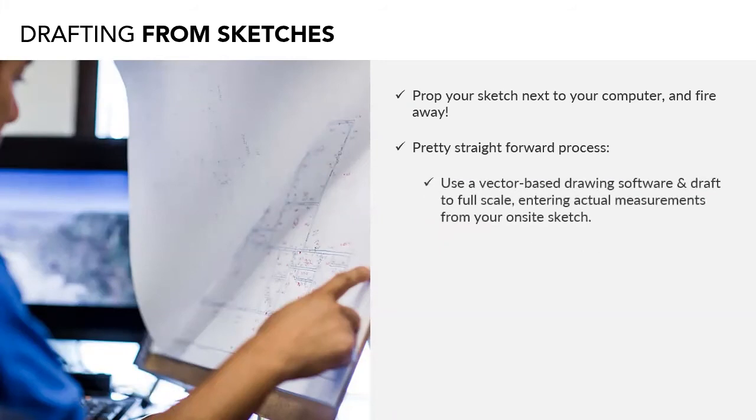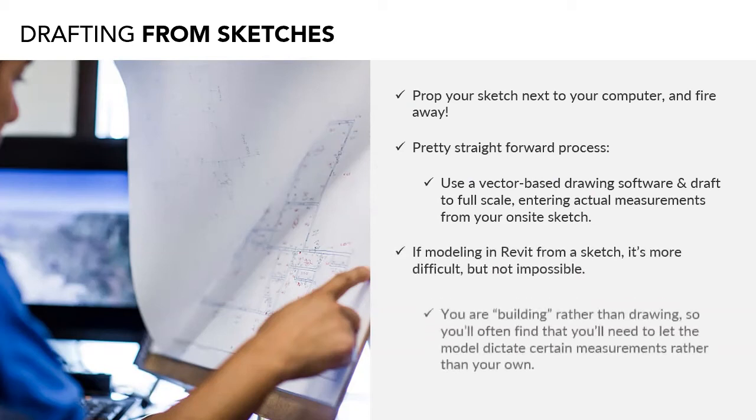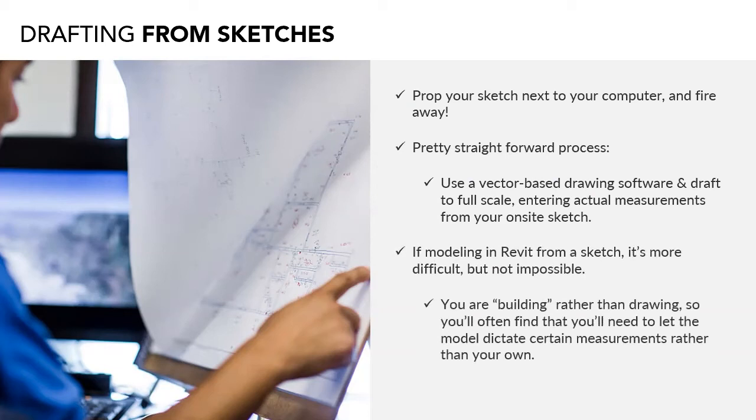So use a vector-based drawing software and draft to full scale, entering actual measurements from your on-site sketch. If you are modeling in Revit from a sketch, it's a little more difficult, but it's not impossible. In Revit, you're more building rather than drawing. So you'll often find that you'll need to let the model kind of dictate certain measurements rather than holding all your own measurements that you took on site.